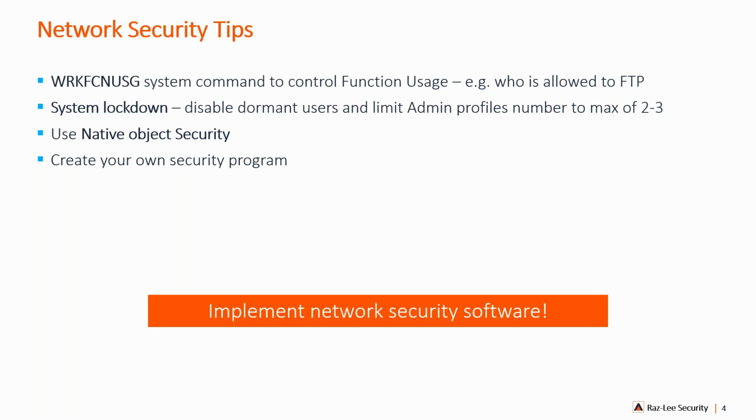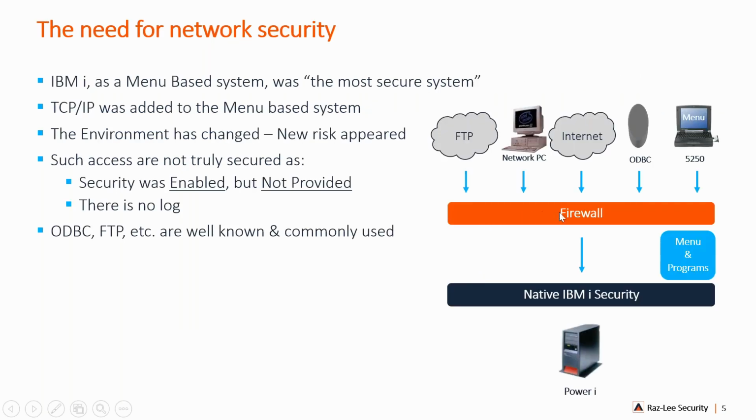So for that, I would urge you to even consider implementing a network security software from any one of those available in the market. We do also in Raz-Lee have an iSecurity firewall to answer the need of network security. As you can see in this slide, this illustrates perfectly how the native IBM security provides you with a layer of security, but would not provide you with any additional capabilities towards those connections, like we just did in FTP and those network PCs that are allowed to access your system, internet and ODBC.